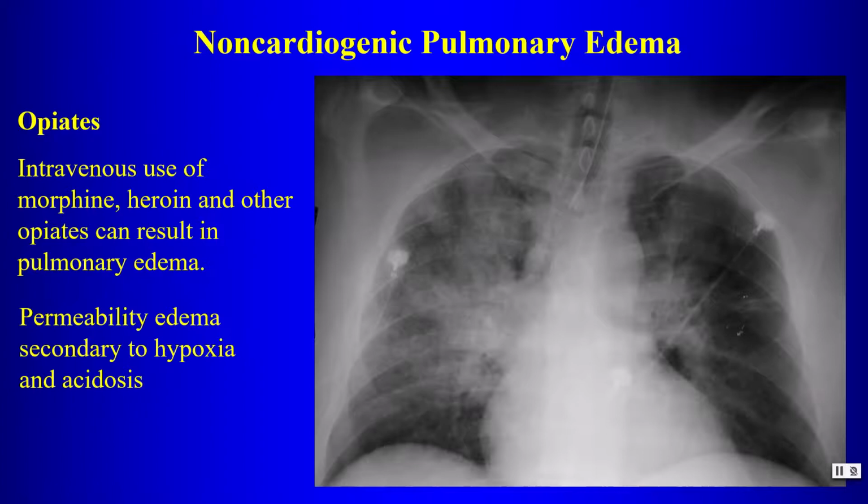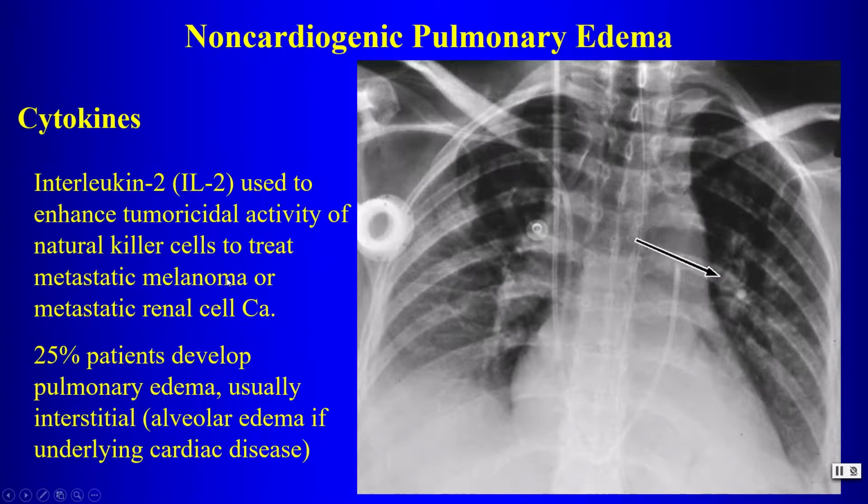Opiates, as we've said, this is another cause of non-cardiogenic pulmonary edema, and this may be permeability edema secondary to hypoxia and acidosis. Cytokines used in chemotherapy can also be a cause of non-cardiogenic pulmonary edema.